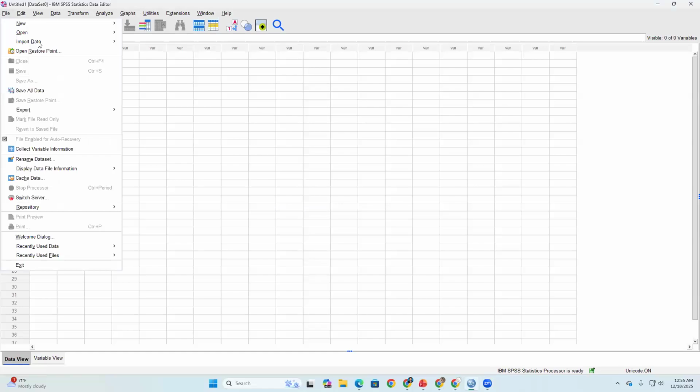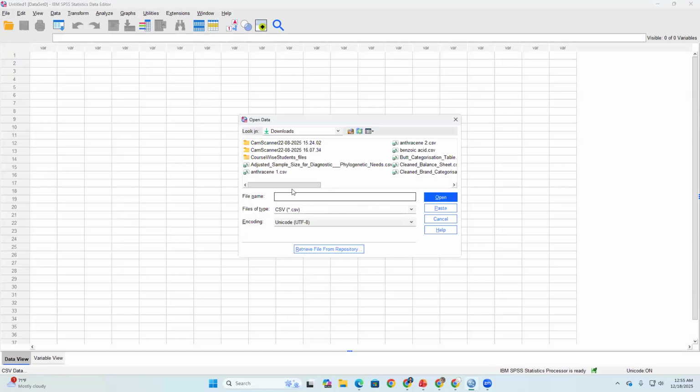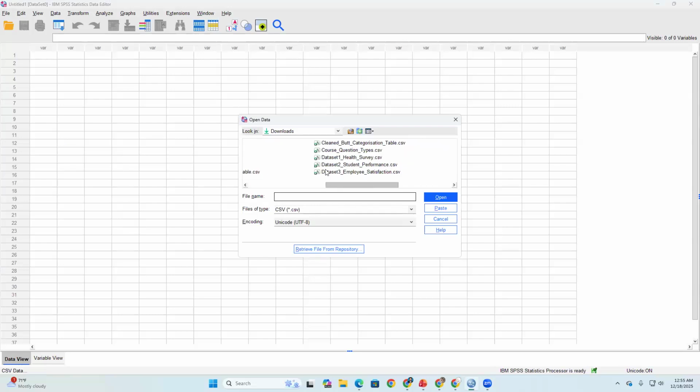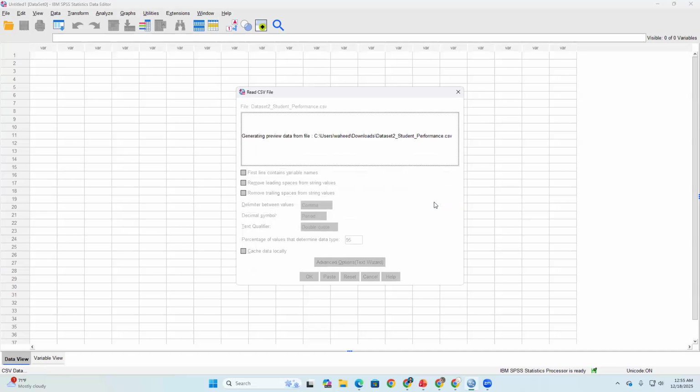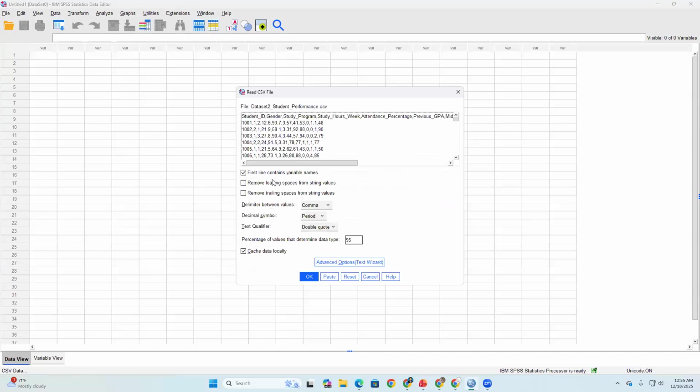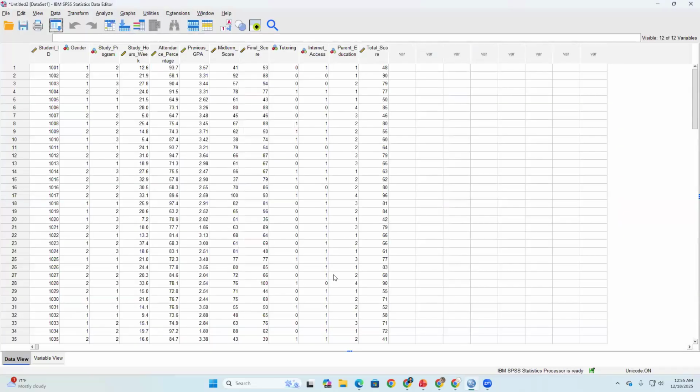Let's start with the import of data as we did on the last day. For example, for today, I'm using the dataset called dataset 2 student performance. I'm importing that dataset. Can you see the data set? Yes, okay. So let's see the data set.